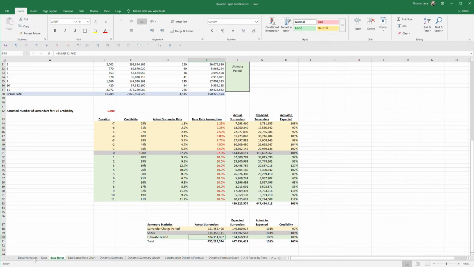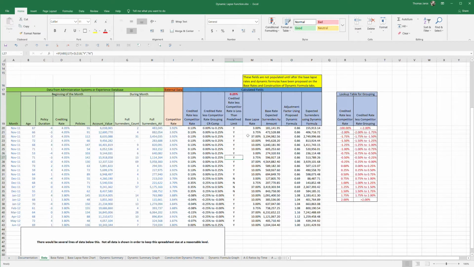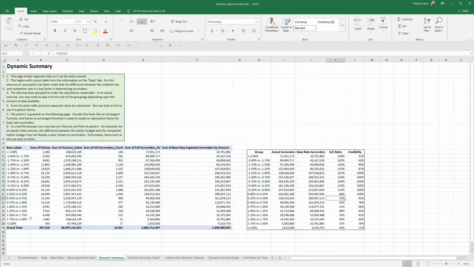So I'm going to go back to the data. We've got our base lapse rates here, and on the data we put the base lapse rates in for each policy. We can figure out the base lapse rates for each one of these policies or these groupings over here. So I've added in two more formulas. Now, what we're going to need to do is make a dynamic formula here. After I've done this for all 500,000 lines of my data, I'm going to go back and look at the data. I'm going to go to the place that says dynamic summary here.